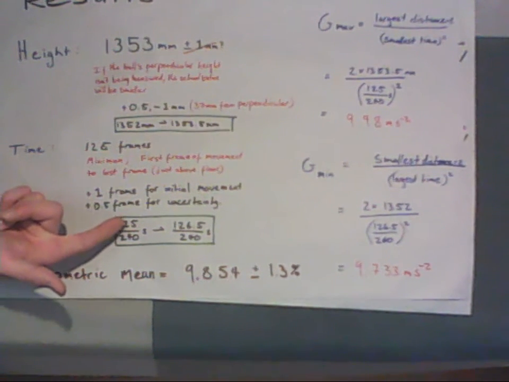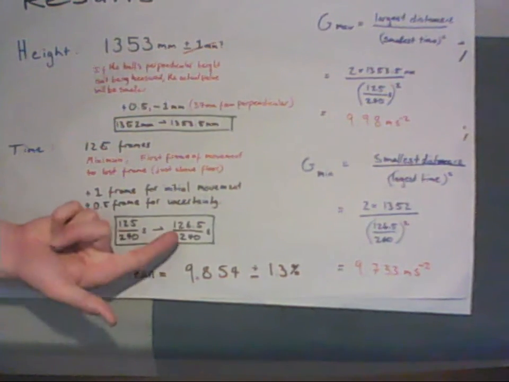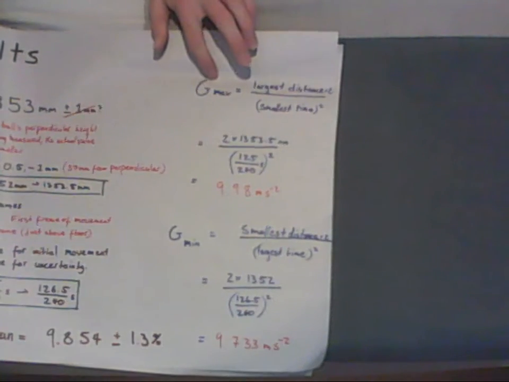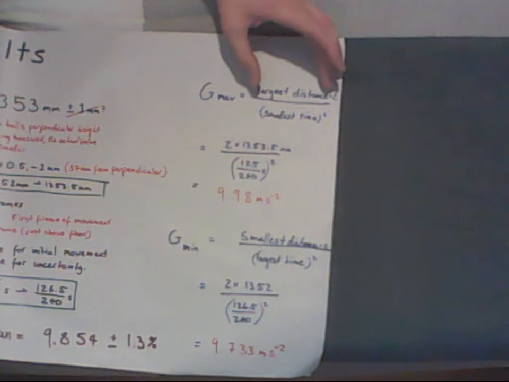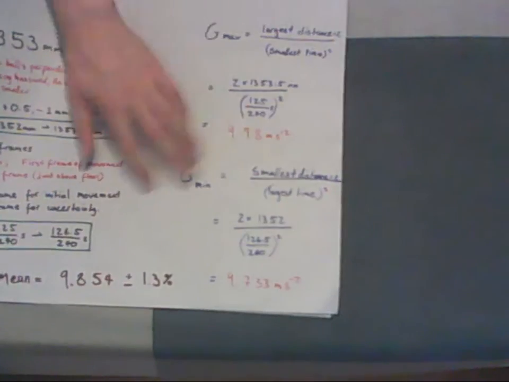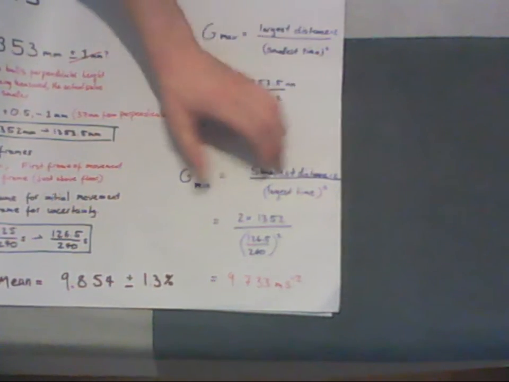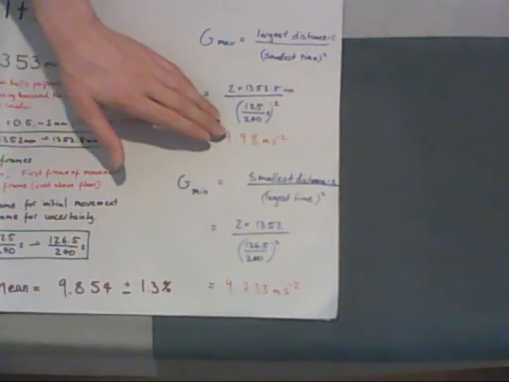Frames 125 out of 240 for seconds versus 126.5 over 240 for seconds. So the maximum acceleration due to gravity we're going to record is the largest distance times 2 divided by the smallest time squared. Similarly, the minimum value of gravity is the smallest distance times 2 divided by the largest time squared. So the values we got for that are 9.98 meters per second squared and 9.73 meters per second squared.